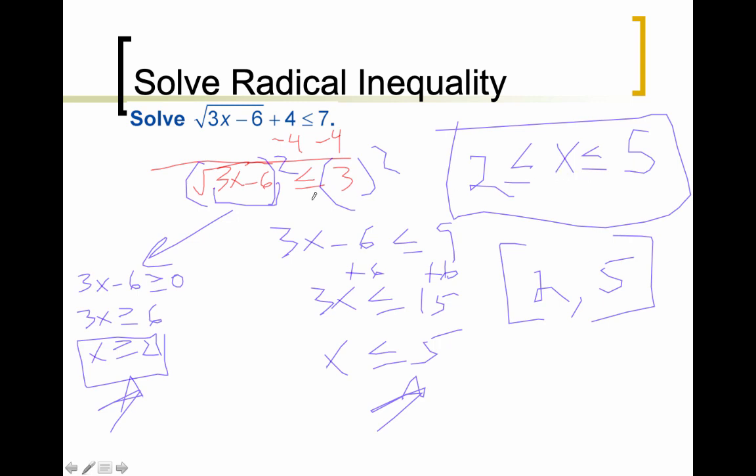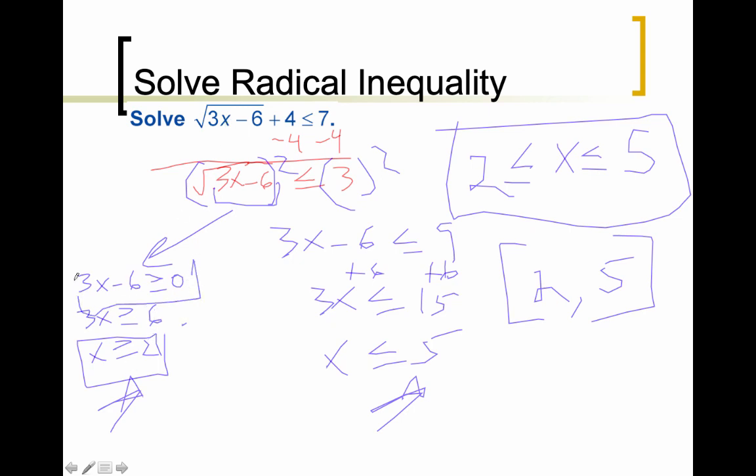Pick one that's in there. Okay, 4. 4 times 3 is 12 minus 6. I get the square root of 6. Square root of 6 is like 2.3. 2.3 plus 4 is less than 7. Yes, it works.